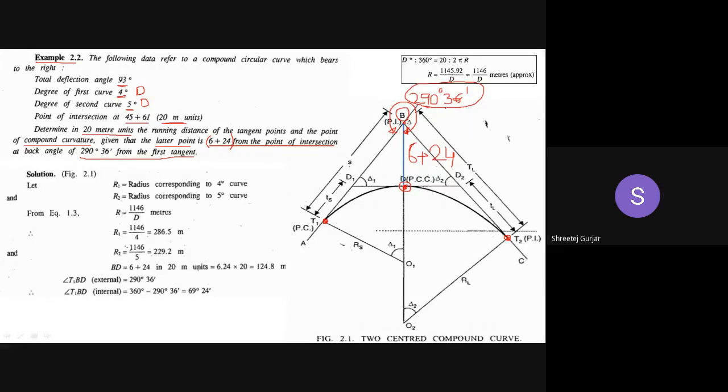So if you subtract 290 degrees 36 minutes from 360, you will get this particular angle, correct? This angle we will be requiring later on. So you can calculate and keep it aside. Okay, so this is the problem statement.